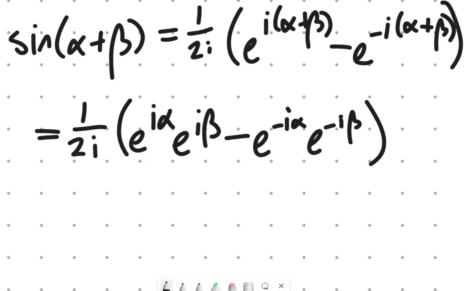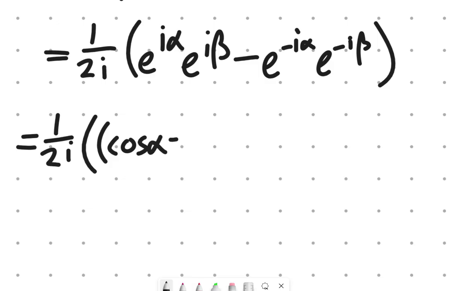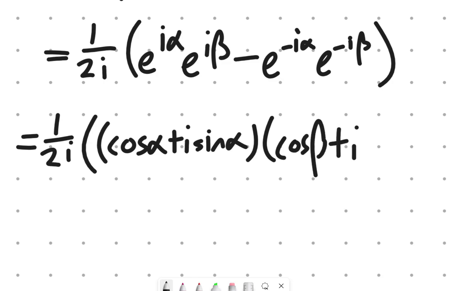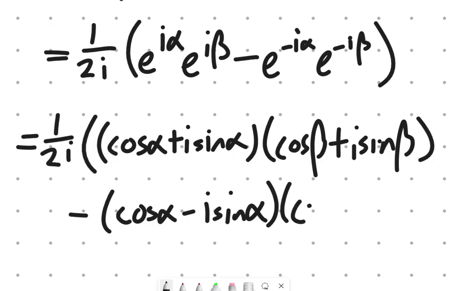And now what is e to the i alpha, e to the i beta, e to the negative i alpha, e to the negative i beta? It's just Euler's formula, so we're just going to use it. It's going to be long since every single thing is going to be cosine alpha plus i sine alpha in that kind of direction. So we write it down: cosine alpha plus i sine alpha times cosine beta plus i sine beta. Then we subtract the whole thing by cosine alpha minus i sine alpha times cosine beta minus i sine beta.